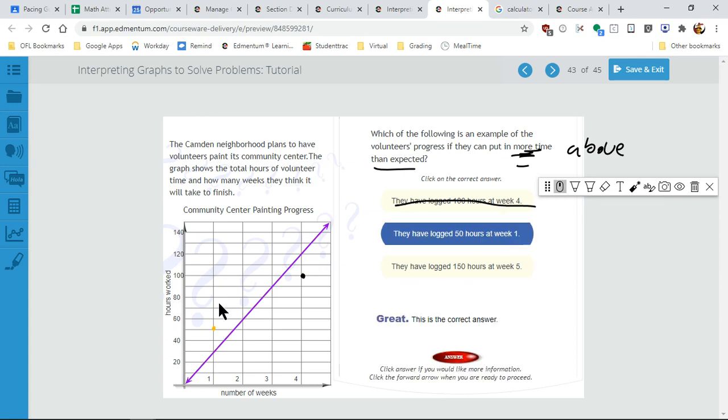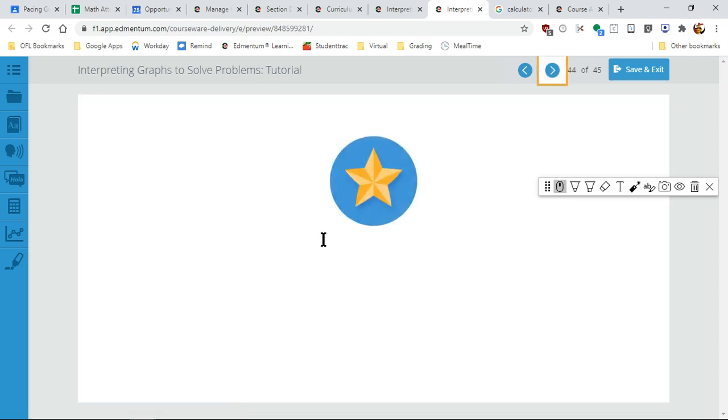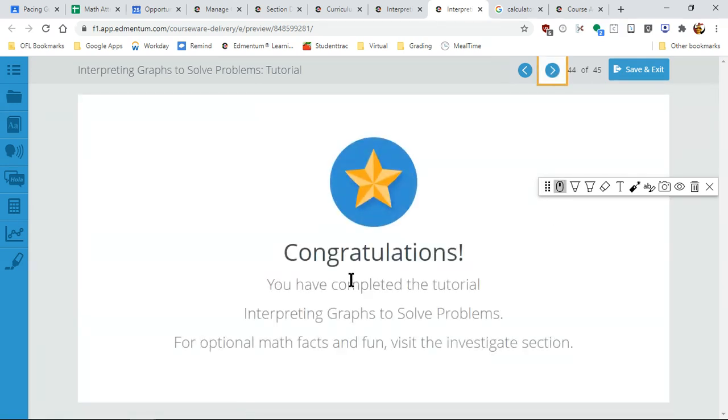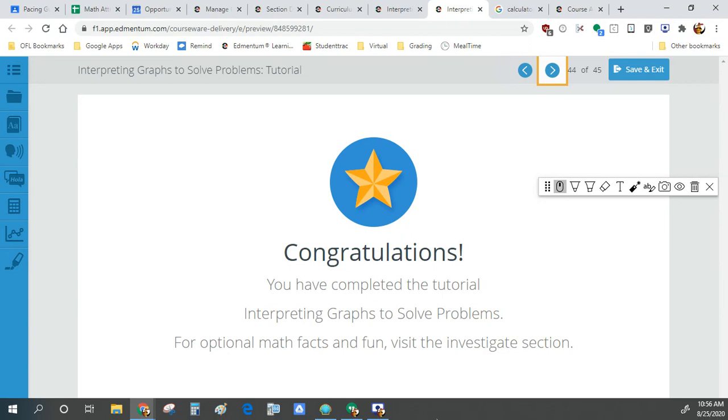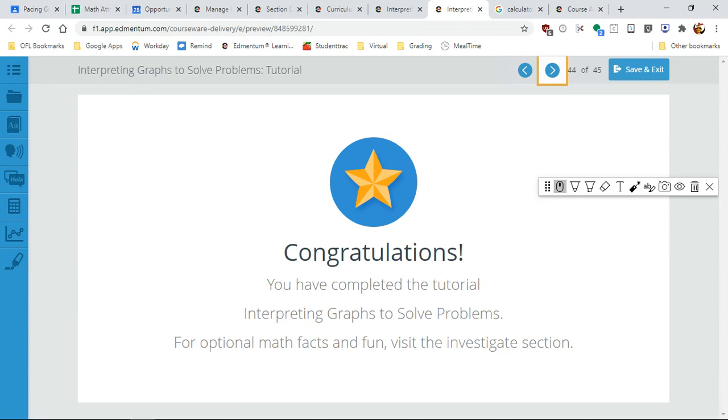So we can do it the other way around. We can do Y to X, but whenever we're graphing these points, remember it's always X comma Y, not Y comma X. And that's it. So that's how we're going to interpret graphs and answer questions involving graphs.